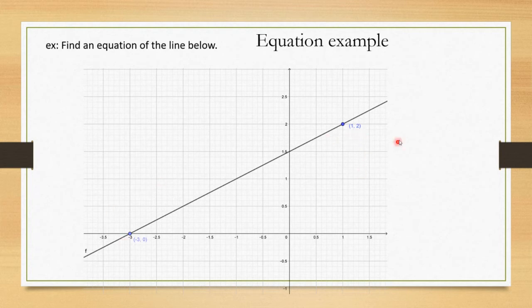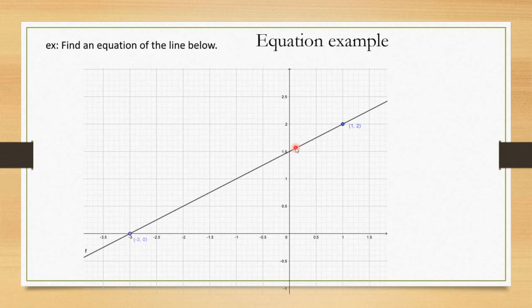Right? So we have (1, 2). That's one point on the line. Another point we can use is down here, (-3, 0). Of course, there are other choices, right? Here it looks like we have (-2, 1/2). Here it looks like we have (-1, 1). Here's (0, 1.5).